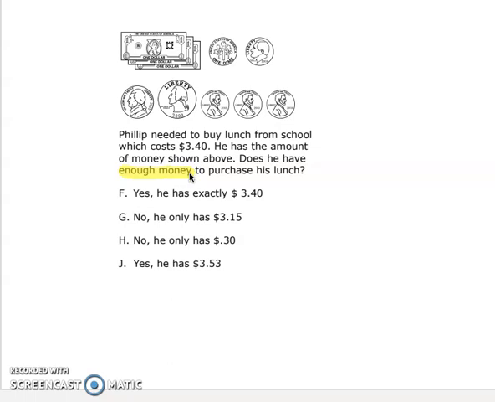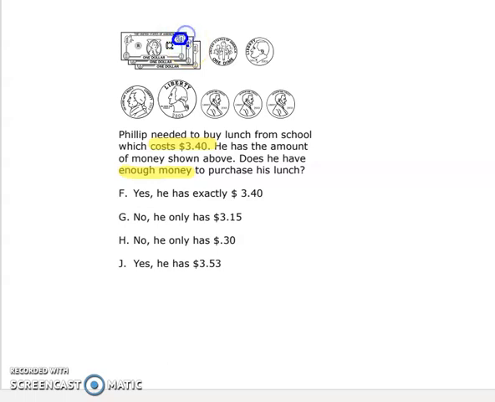So we know he has to have $3.40 to be able to buy lunch from school. So now what we're going to do is look at the bills and the coins, and count the money that he has to find out, does he have enough money to buy his lunch today? If you notice, first we look at the bills, and this time it looks a little different. Our bills are stacked on top of each other, so you've got to look at them very carefully.